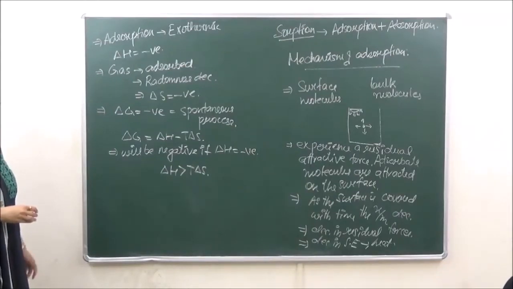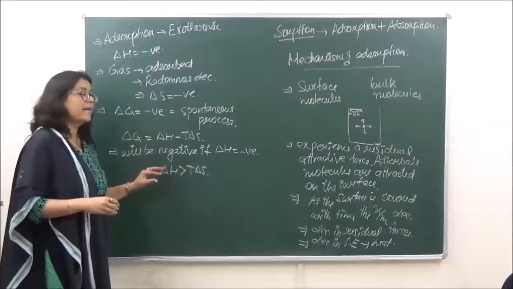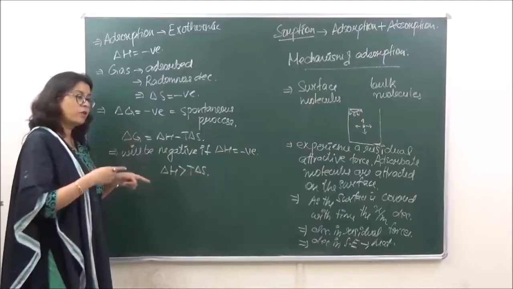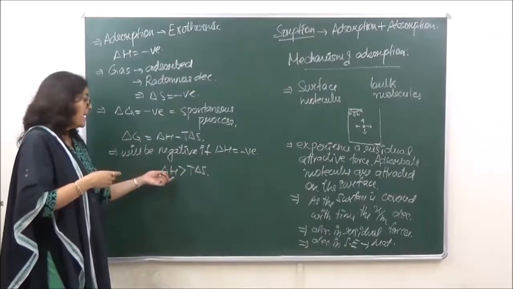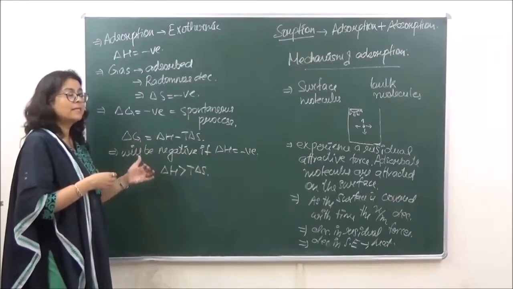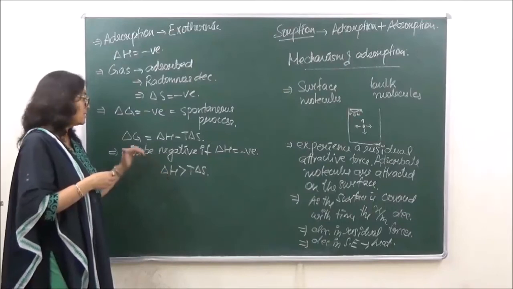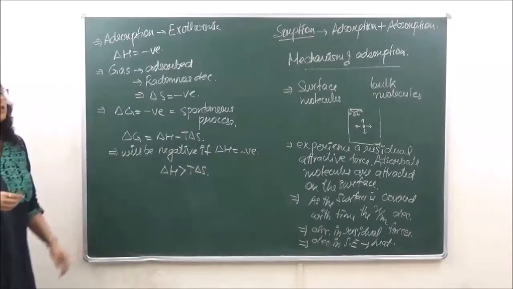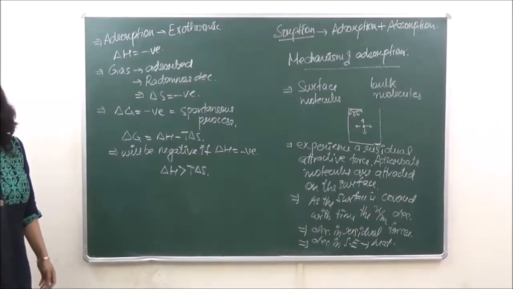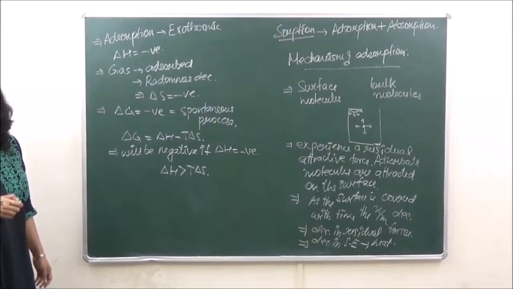Is it clear? Now, as and when the gases get adsorbed on the surface, what is going to happen? The surface is going to be covered, right? As a result of which the value of delta H will keep on becoming less and less negative. And if the value of delta H keeps on becoming less and less negative, the value of delta G will also become less negative. And hence the extent of adsorption will keep on decreasing with time.